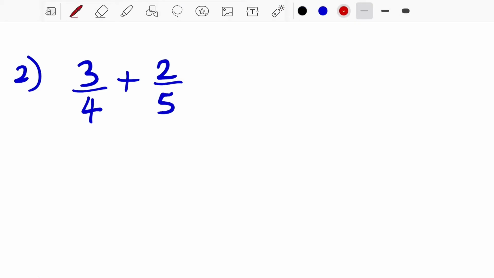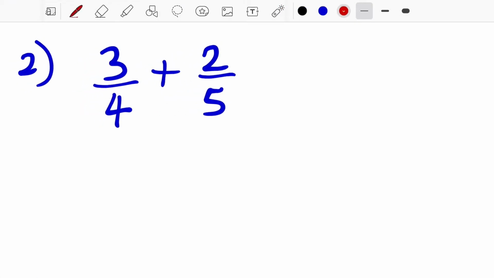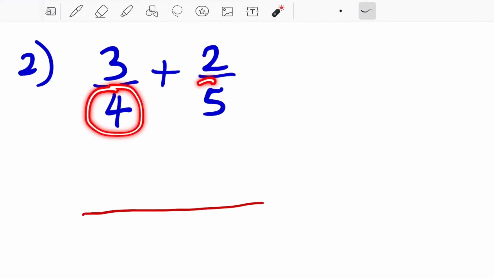So let's begin. We will find the LCM of 4 and 5. What number can 4 and 5 go into without a remainder? Or in other words, what is the lowest common multiple? Now if the numbers are really small, you can just multiply them and you will get a common multiple. May not be the lowest common multiple. So 4 times 5 is 20.